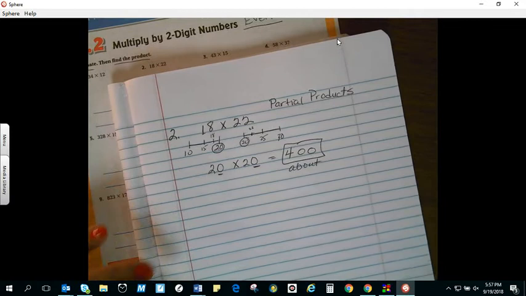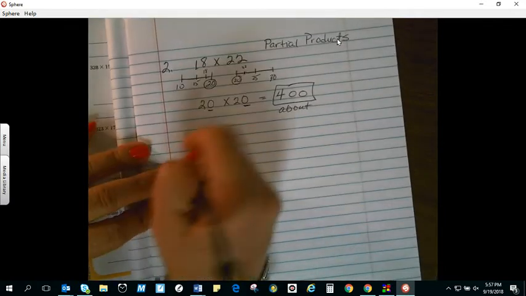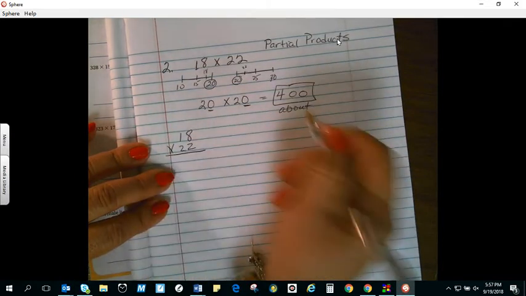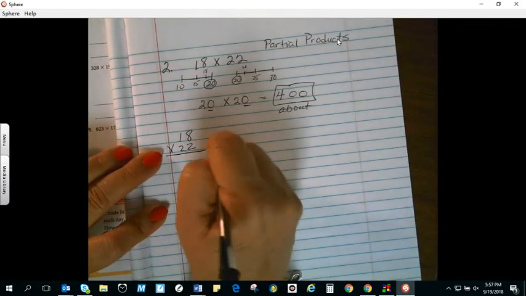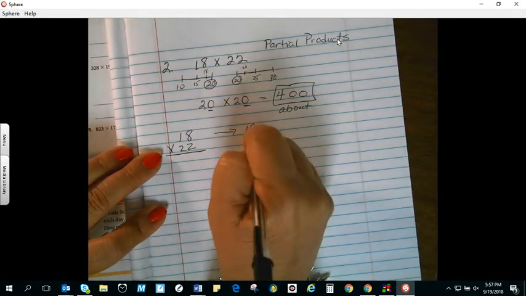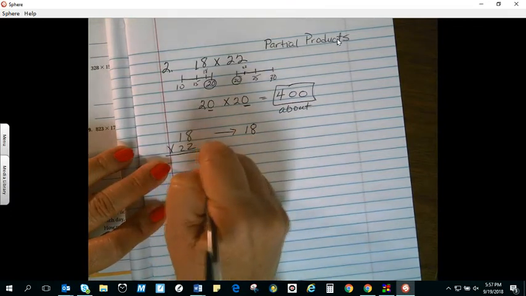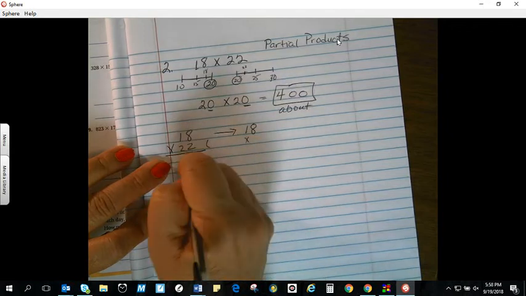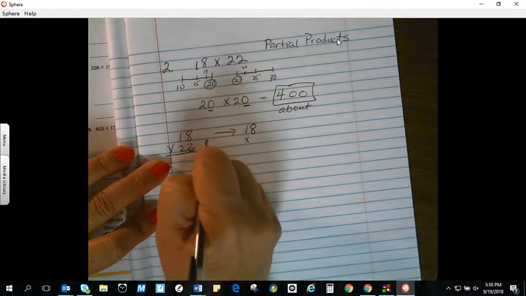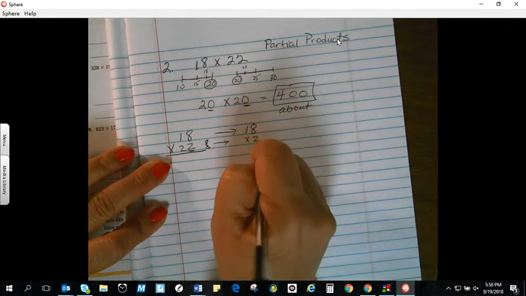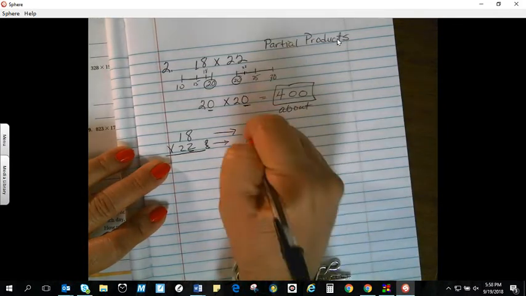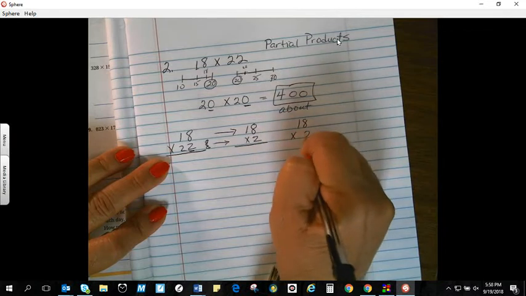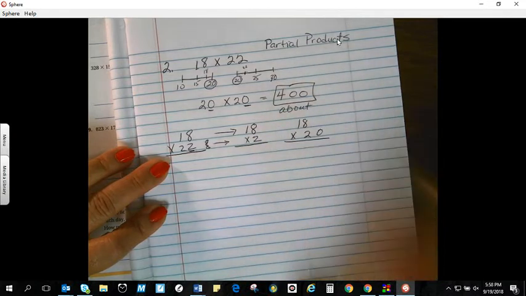All right, now let's do the exact. So I'm coming over here, and I'm doing 18 times 22, and I want to use partial products. So I'm going to keep my 18 here, and I'm going to break up my 22. So I'm going to do 18 times 2, because I'm going to do the ones place. And then I'm going to do 18 times 20. I'm going to put my 0 outside.